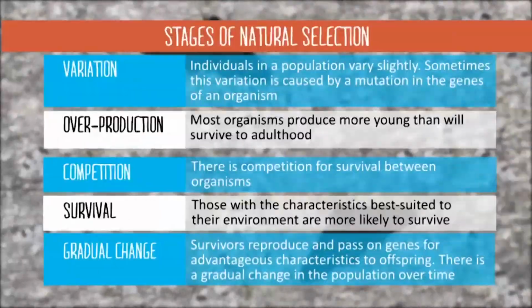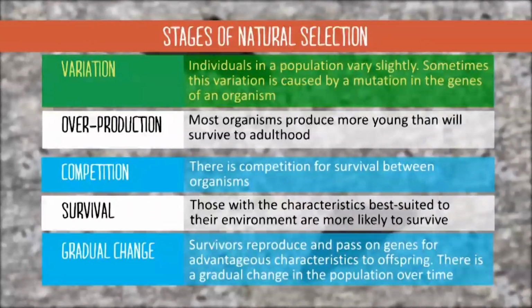Over time, the number of lighter moths in the population will increase, whilst the number of black moths, which are more likely to be eaten, will decrease. Let's look at this process in a bit more detail. Variation. Individuals in a population vary slightly. For example, size, colour, or even resistance to disease. Sometimes this variation is caused by a mutation in the genes of an organism. In this case, it's the colour of the moths.